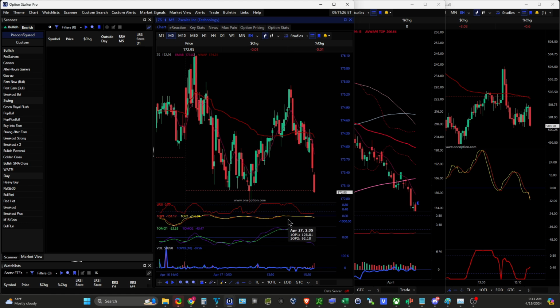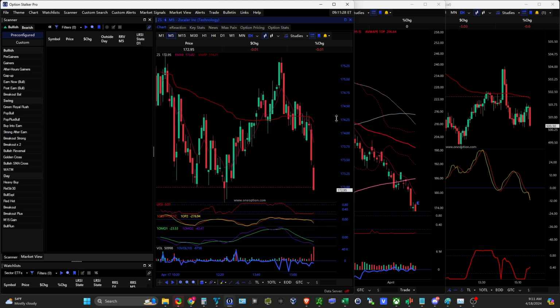The next indicator I use on here is 1OP. This is the start of all of the exclusive indicators that are on Option Stalker Pro. This is an indicator created by Pete, who runs Option Stalker or One Option or whatever you want to call it. And he spent a lot of time and a lot of money creating this.